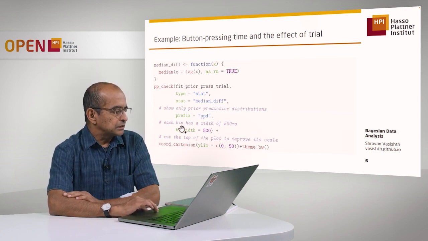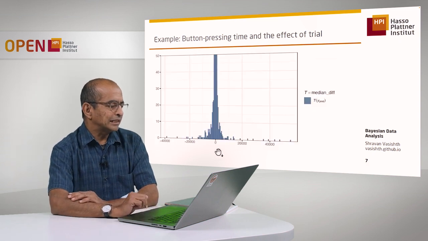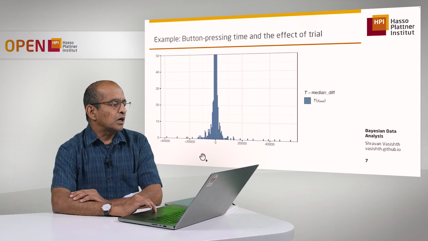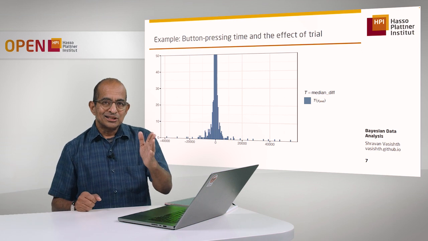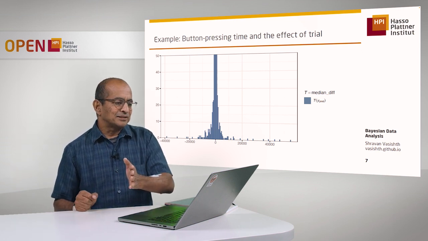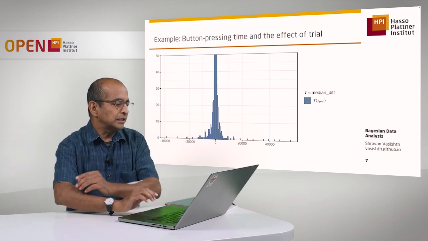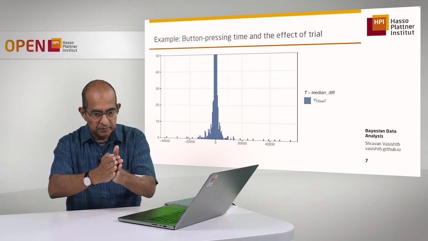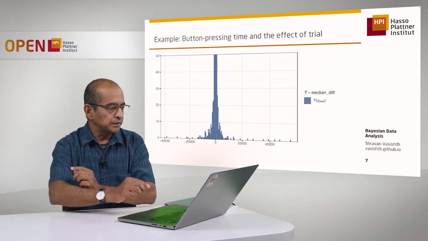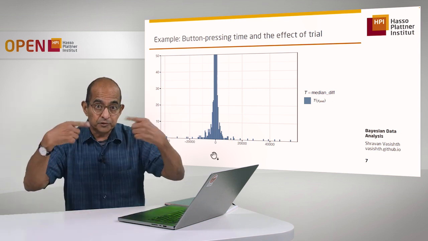I've got some other specifications here. For example, the bin width that I want and the Cartesian coordinates and so on can be defined here. So what you get as a result is a prior predictive distribution of the median difference between one trial and the next in your model. This is now telling you what will be the impact of going from the 0th trial, that is the center point of the experiment, to one step forward. What will be the impact on your button pressing time, given the prior distribution that you have.